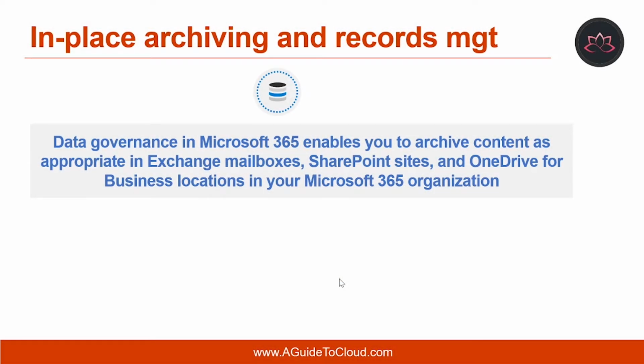Exchange and SharePoint have become a reliable and common medium for communication and collaboration between information workers in organizations of all sizes. Mailboxes and document libraries have become repositories of valuable data. As a best practice, organizations should establish policies and provide guidelines to users about how to use messaging and document systems responsibly, including how data is stored. Microsoft 365 enables you to archive content as appropriate in Exchange mailboxes, SharePoint sites, and OneDrive for Business locations in your Microsoft 365 organization.